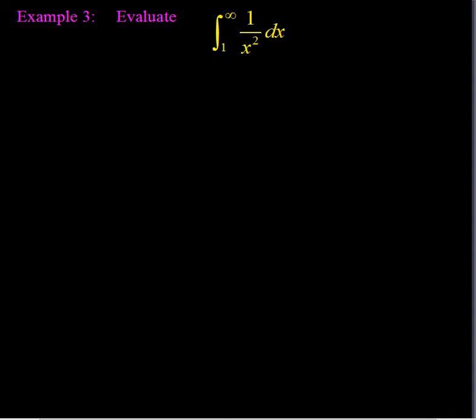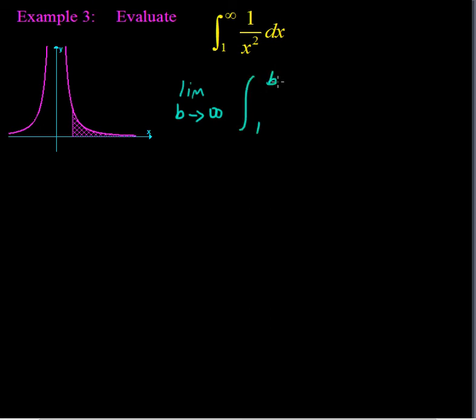And of course I think it's always beneficial to take a look at a graph of this if we can. There's a graph of this. You can see we're actually finding the area under the curve from x equals 1 out to infinity. So we can go ahead and break this up into a limit problem instead, because this integral is improper. Remember, we have to change this to a limit as b approaches infinity of the integral from 1 to b of 1 over x squared dx. But I'm going to go ahead and write that as x to the negative 2 dx.